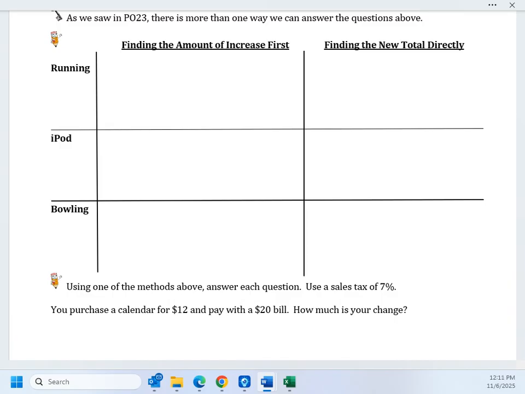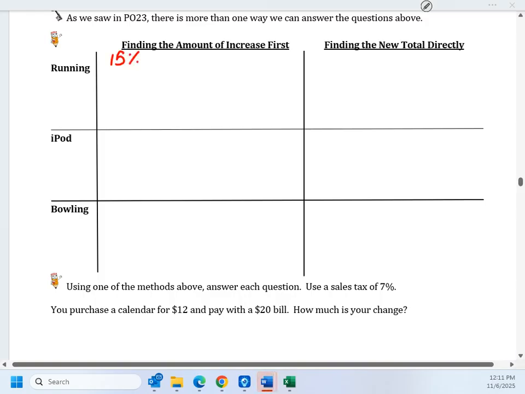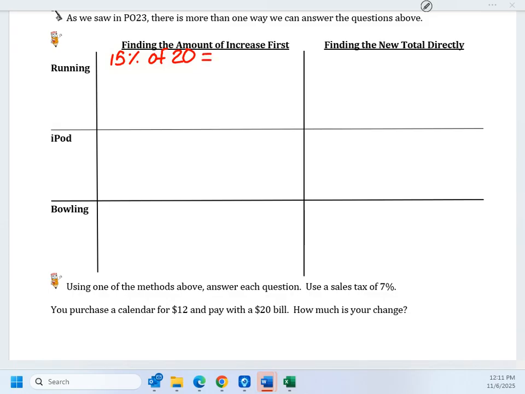So we want to know 15% of 20 equals what? What is 15% of 20? How can I find that? Finley? You could do 15% multiplied by 20. Yeah, 15% times 20. How could I put this easily into my calculator if I want to multiply it?